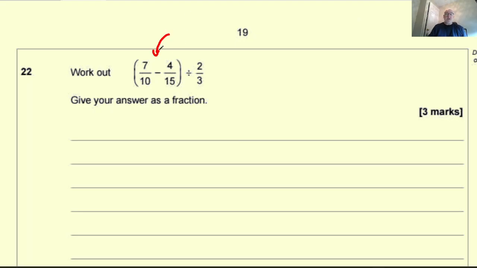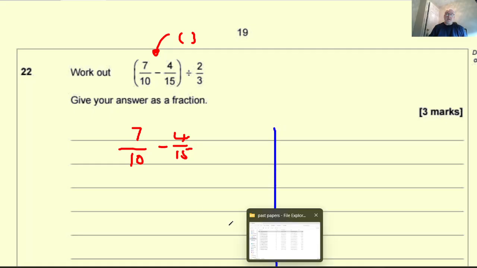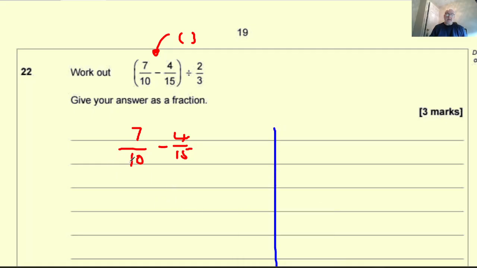So it's just saying BIDMAS, I've got to do the brackets first, and then I'm going to do the division after it. So I need to do the fractions in the bracket first. So 7 over 10 subtract 4 over 15. Now I'll do it 2 different ways. The way I would do it is I would look to see, can I find where these two intersect. So let's do 7/10.